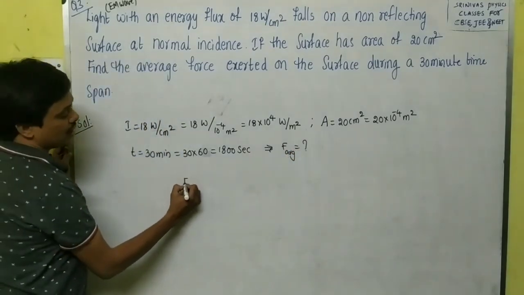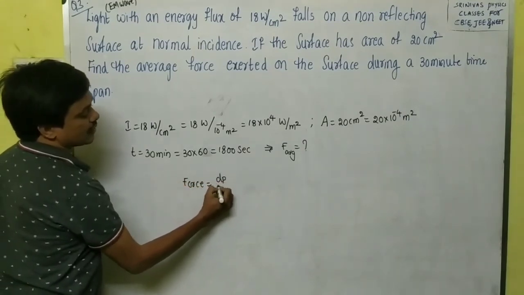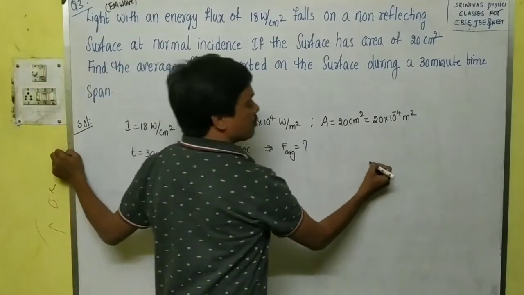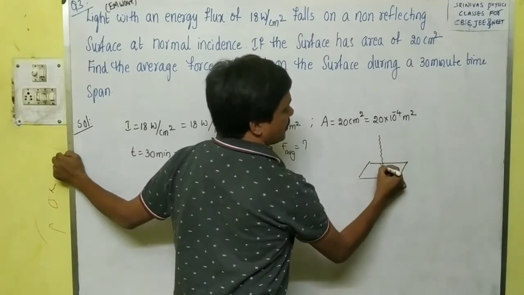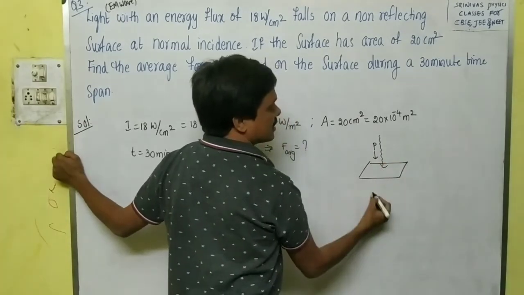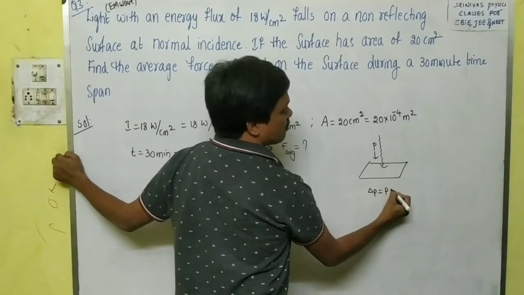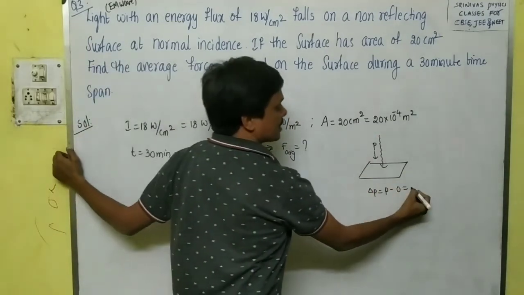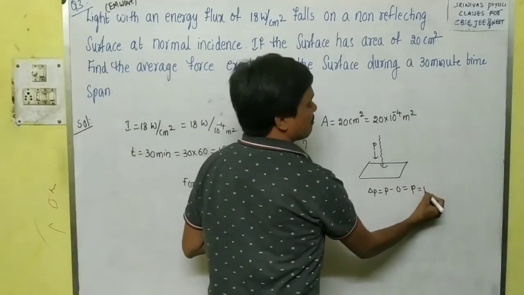We know the force formula: force is the rate of change of momentum, right? This is the EM wave, normally incident, but there is no reflection. That means the change in momentum is the initial momentum minus the final momentum. The final momentum is 0 because the EM wave does not reflect. The change in momentum is P, where P is the momentum of the EM wave.